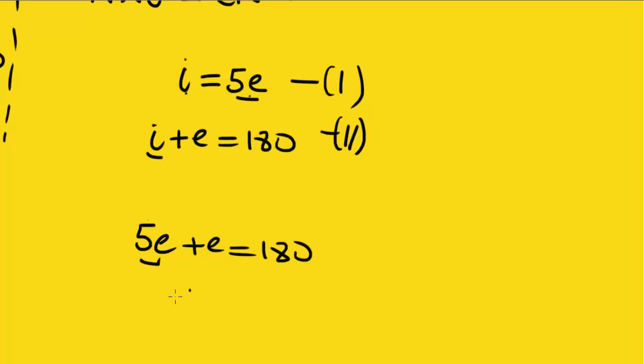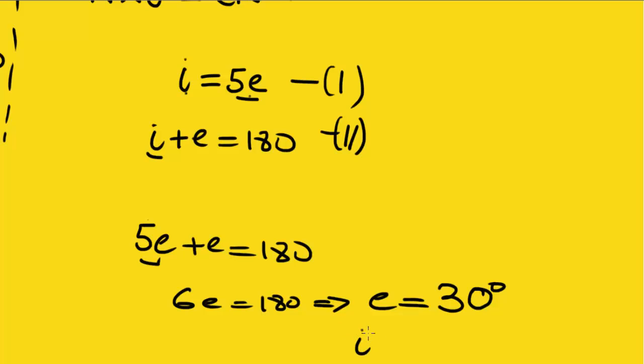5e plus e equals 180. So 6e is 180. So e is 180 over 6, which is 30. And because it's an angle, it's 30 degrees. So I must be 5 times e from this equation. So I is 5 times 30. So I is 150 degrees.